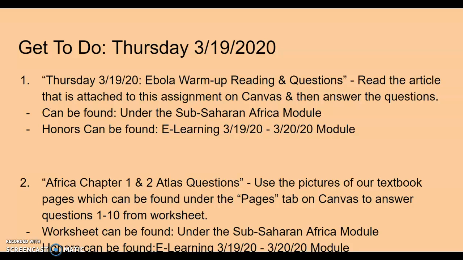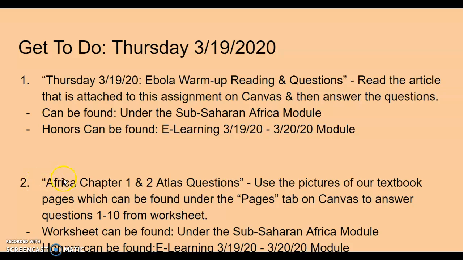The first one is called Thursday 3/19/20 Ebola Warm-Up Reading and Questions. Basically, to do this, you're going to read the article that is attached to that assignment/quiz on Canvas and then answer the questions. If you are in first, second, third, fourth, or seventh hour, find this warm-up under your Sub-Saharan Africa module. The only difference for honors is that you will be looking for this under the module called e-learning 3/19/20 3/20/20, which I'll show you guys here in a minute.